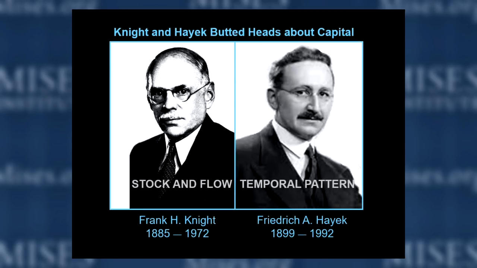Okay. Now, what our focus is on is the Austrians and Frank Knight and later Friedman, right? So you can see what the divisions are. Temporal pattern, that's the Austrians. And it's not just Hayek, it's Menger, it's Mises, Schumpeter, Böhm-Bawerk, right? It's all about the temporal pattern. You have to have a time element in there. And it can change with the interest rate, and it's important what it is that changed the interest rate, as I've already indicated.